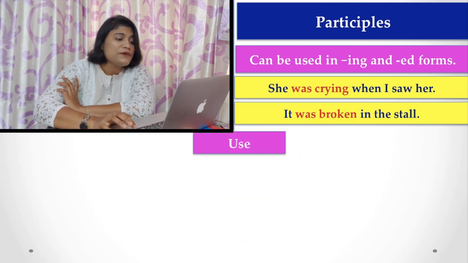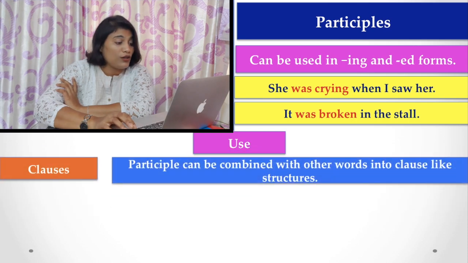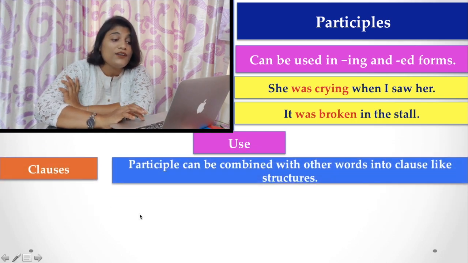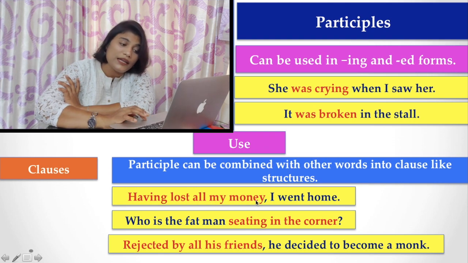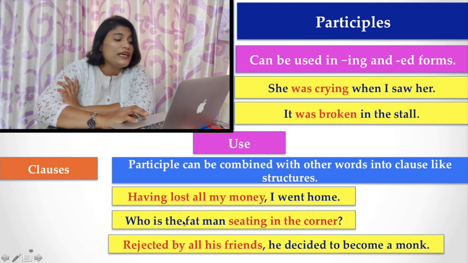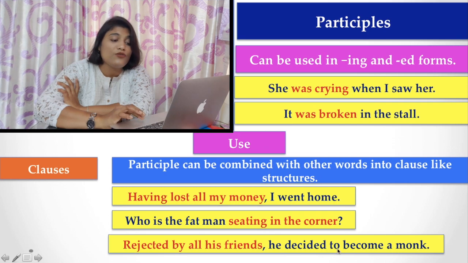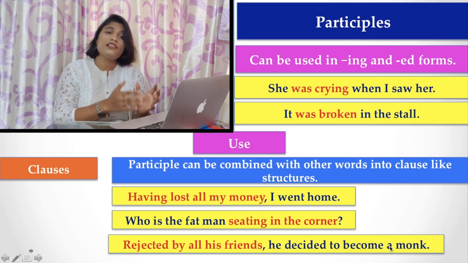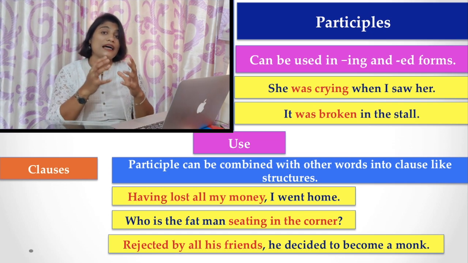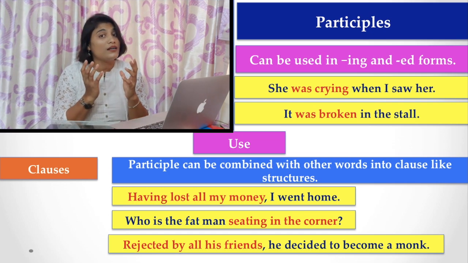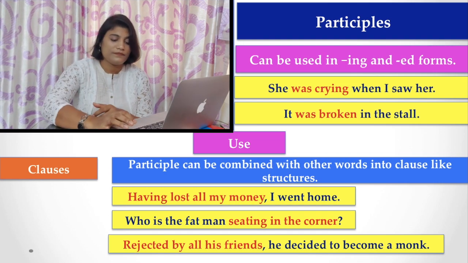Now, participle can be used in clauses also. Participle can be combined with other words into a clause-like structure. For example, having lost all money, I went home. Who is the fat man sitting in the corner? Rejected by all his friends, he decided to become a monk. In all these examples, you find participle combined with other words to form a clause-like structure.